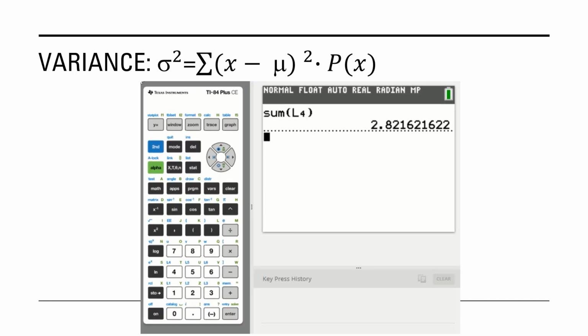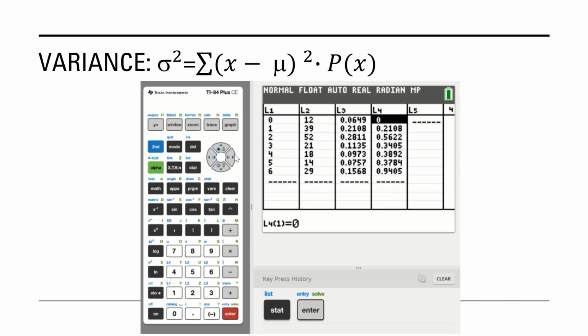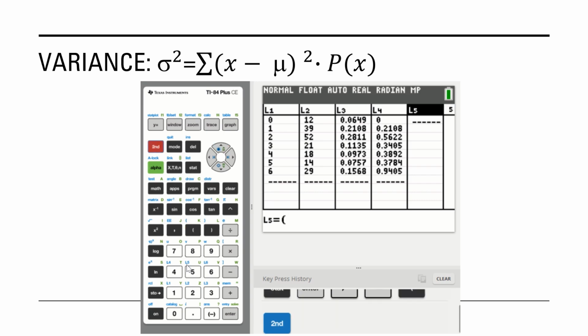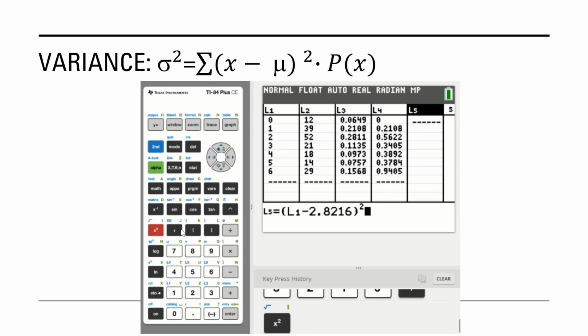So we're going back into the stat menu to get to L5. So over to L5, go up to the name of L5 because I want to do a calculation. So I go to where the name is, not an individual cell, and I need to type in what I need. So this would be open paren x, and I put my x's in L1, minus the mu that we just found. We're going to type in 2.8216, close paren, squared, times our p-values, which are in L3. This means the same thing as what we're looking for that we're about to sum up.